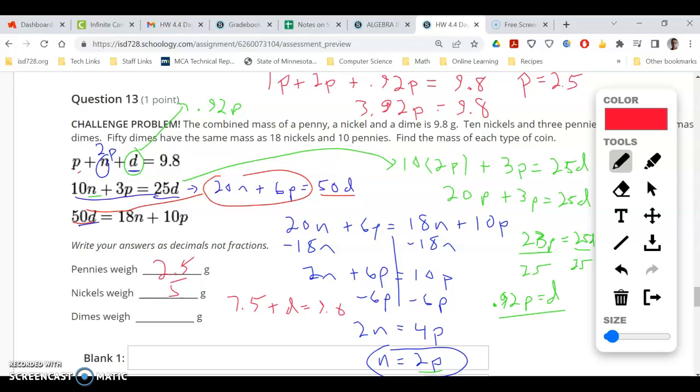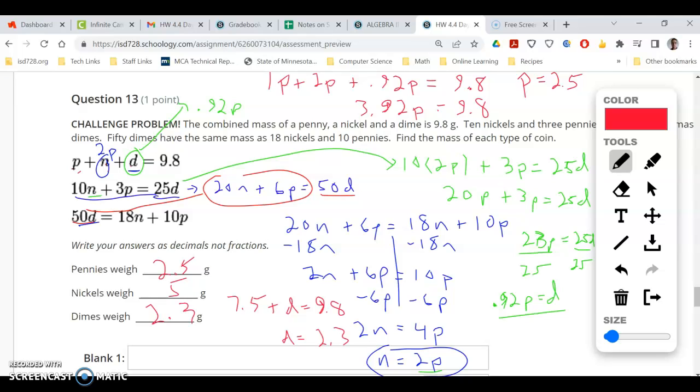Okay, and then if we minus 7.5 from both sides, that's 9.8 minus 7.5, we get 2.3, and that would be the weight of our dime.